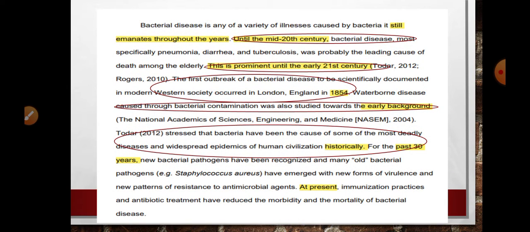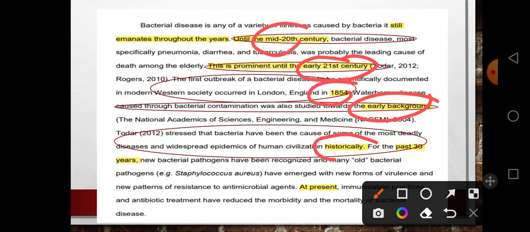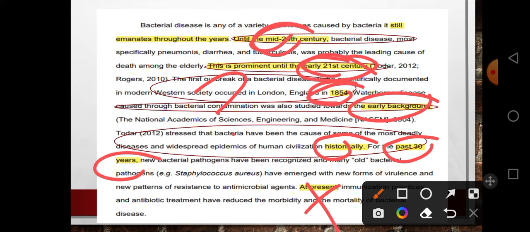Notice, class, the encircled sentences and phrases, and we have the following keywords: mid-20th century, early 21st century, 1854, early background, historically, and past 30 years. What do these terms have in common? Notice, class, we only encircled such terms. We do not include at present. So what do these encircled terms have in common? Are they discussing the past or the present?